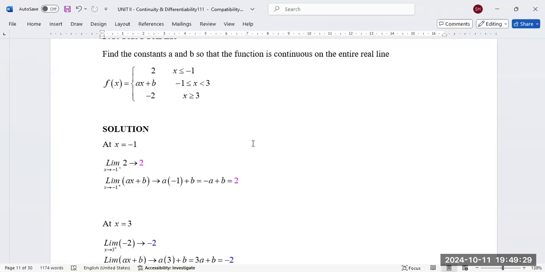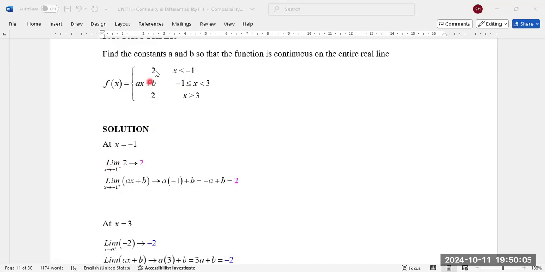What do you know about finding the limit of a constant? It's the constant itself. The limit of a constant is the constant itself. So that's the first thing that you need to remember. So look at what I have right here. The limit as x tends to -1 to the left, which is this one here, of 2, is going to be equal to 2. Why? The limit of a constant is the constant itself every single time.